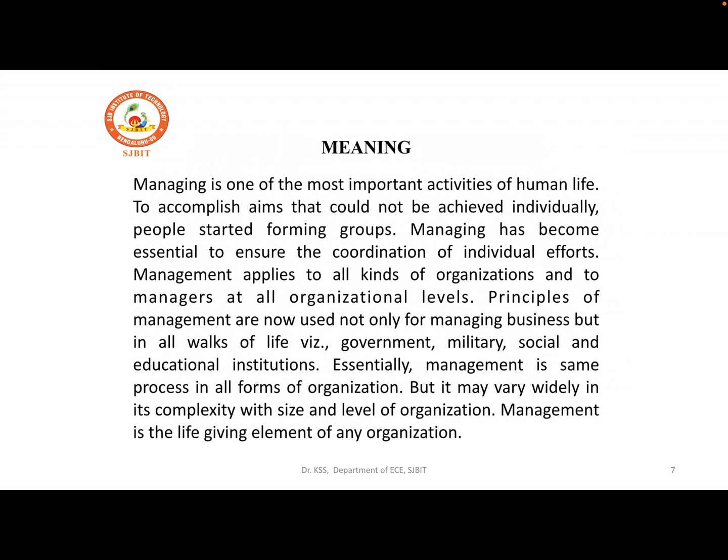Essentially, management is the same process in all forms of organization, but it may vary widely in its complexity with size and level of organization. Management is a life-giving element of any organization. If you go to a small-scale industry, you will have a small management. If you go to the Ambani, Adani group of companies, then it's a very big management.